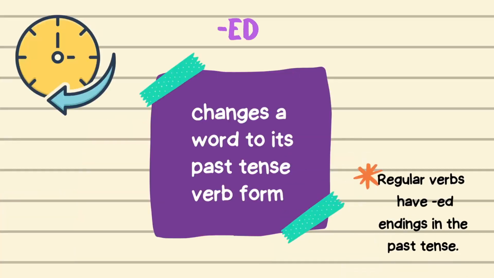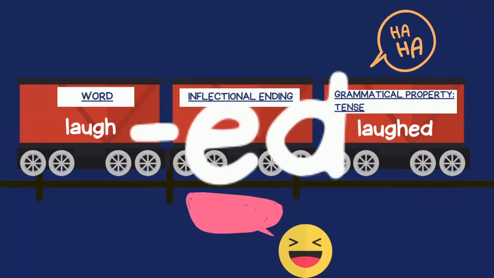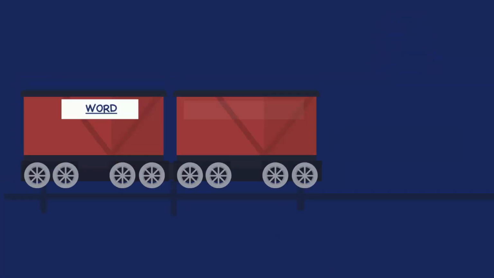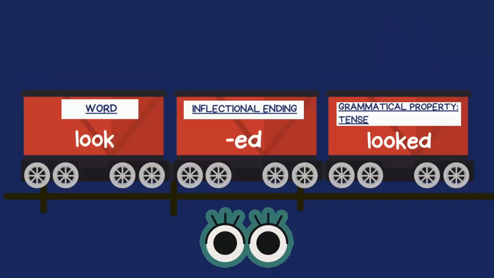The next inflectional ending is ed. This ending changes a word to its past tense verb form. Remember that regular verbs have ed endings in the past tense. Let's take a look at some examples. If we add ed at the end of the word laugh, we create its past tense verb form, laughed. This inflectional ending changes the grammatical property of tense. In the case of the word look, adding the ending ed also creates its past tense verb form, looked.